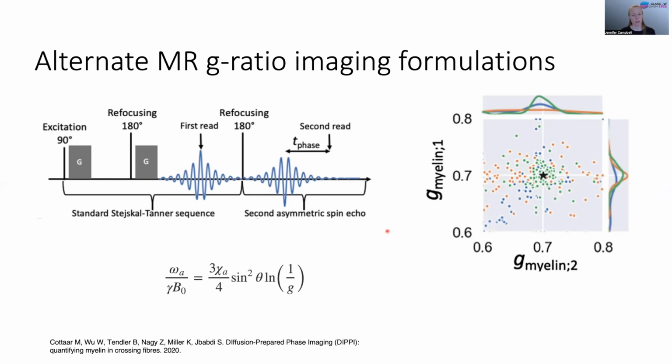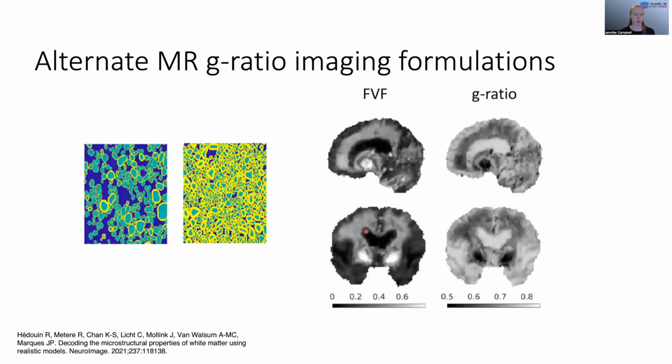But we can take the hollow cylinder fiber model a little further and replace it with more realistic axonal packing geometries. And this is what Jose Marques will talk about more in the symposium, but he's used a machine learning approach to estimate the G ratio and fiber volume fraction from GRE data using more realistic axon geometry models.